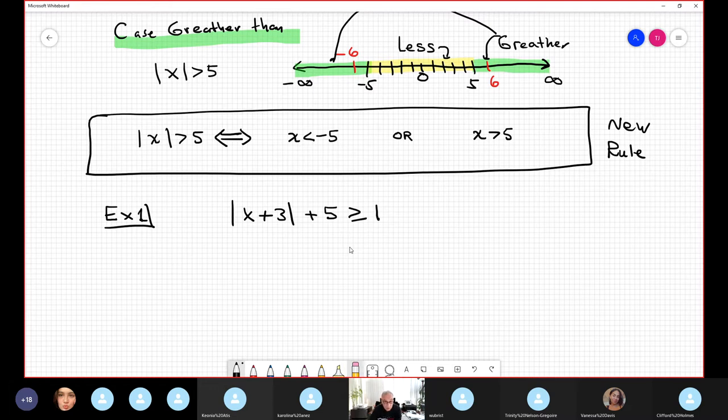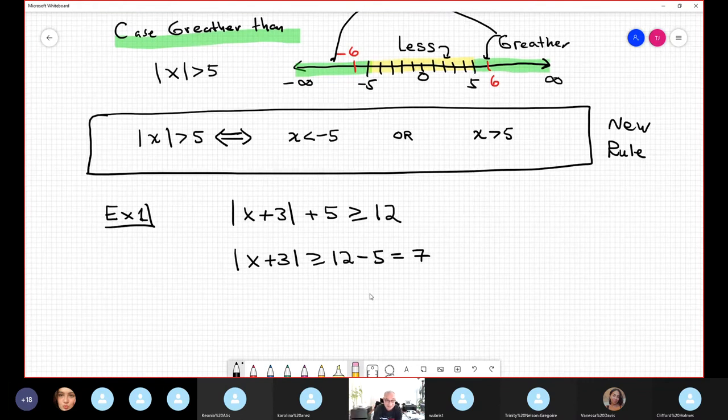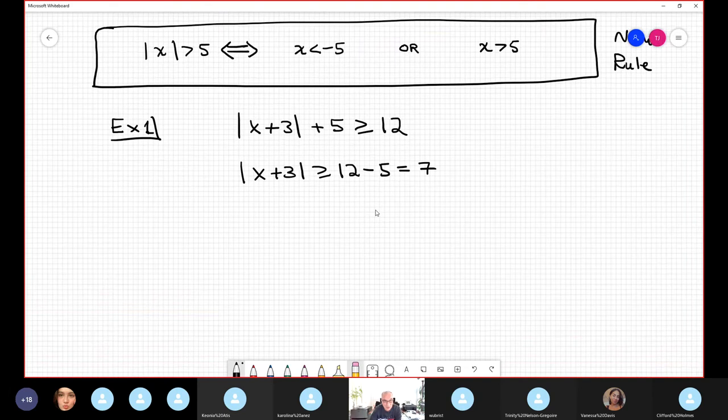You isolate the absolute value first. I move 5 to the other side. Sorry, it's 12. So it's greater than or equal to 12 minus 5. 12 minus 5 is 7. So my inequality so far is absolute value of x plus 3 greater than or equal to 7. Okay. Now we are ready to apply that rule.